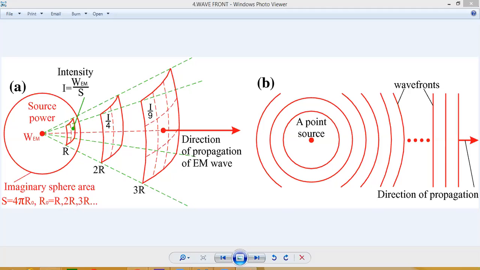Then we'll come here. See, I am having a point source. It is getting radially distributed, and here they are showing only 2D. Now this is the spherical wavefront. Then after some time, what happens? It becomes a planar wavefront. After some distance, it becomes a planar wavefront. That's the idea.